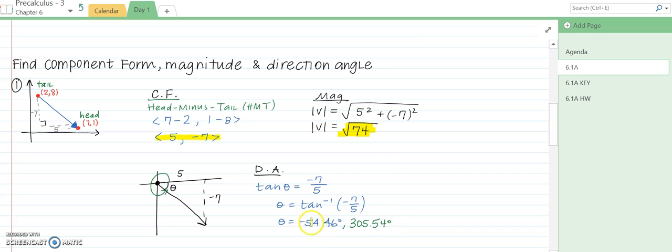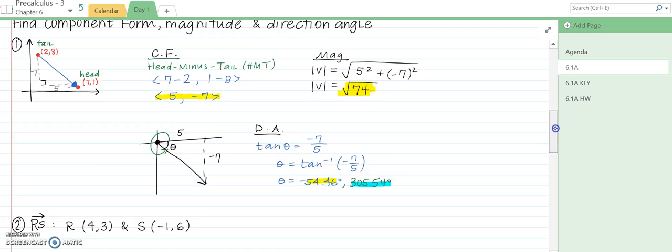So I'm fine with this or with this. You don't have to give me both. All it means is that I move to the right 5, down 7 with a magnitude or a length of that vector at root 74, and the direction angle was just 305 degrees. So you're moving basically southeast.